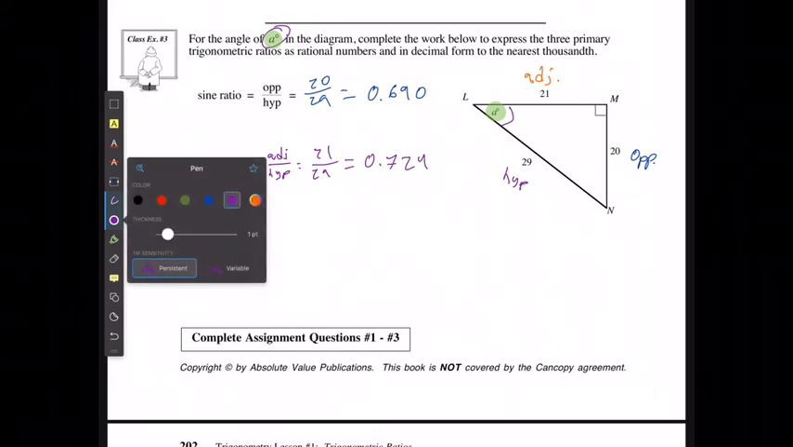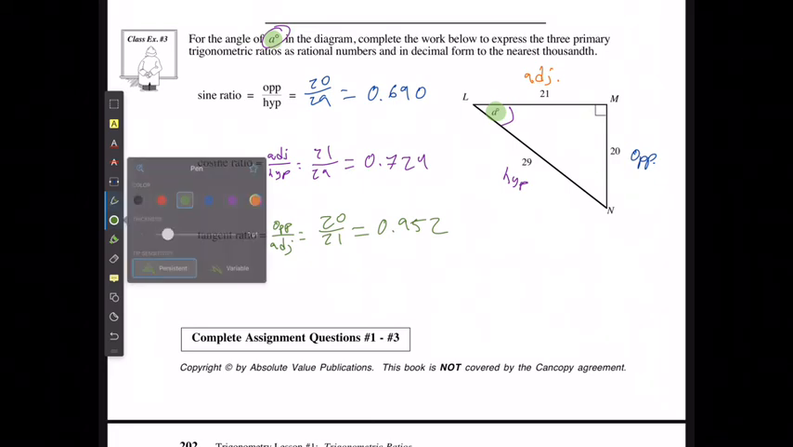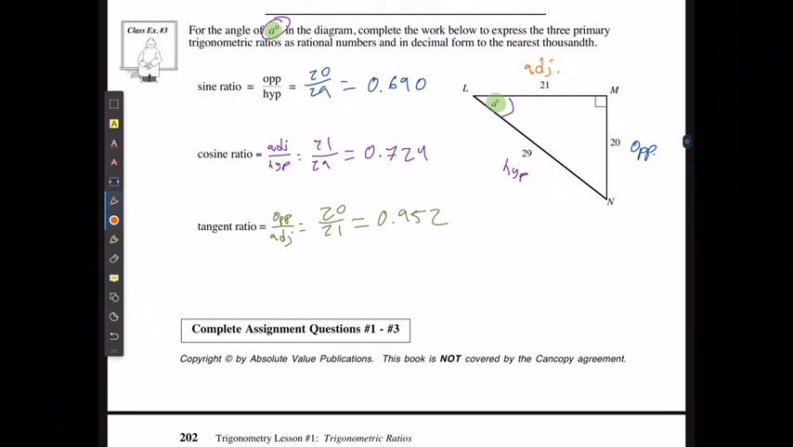For my tangent, I'm going to state that this is going to be my opposite divided by my adjacent, which is going to equal 20 over 21, or 0.952. So I can always either express my ratios as a rational number, or fraction like we see here, or I can represent it as a decimal form. Just remembering that in a lot of cases the decimal form will be a rounded value.